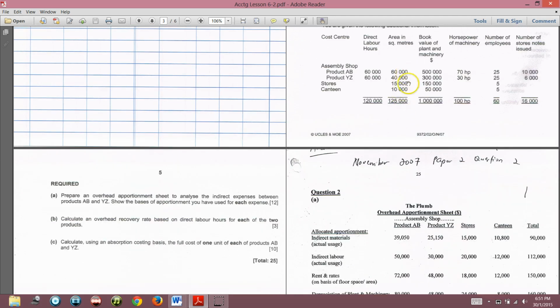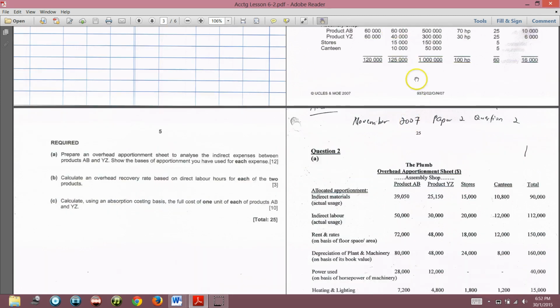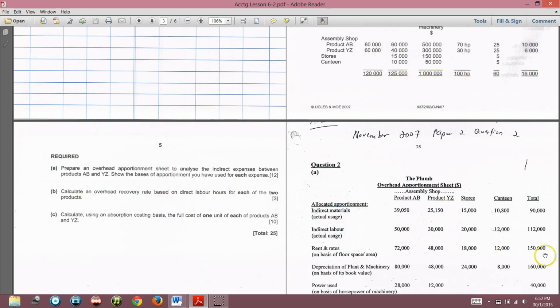So what is the rent and rates for product AB? It will be 60,000 divided by 125,000. So in short, 60 divided by 125 times 150,000. You take your calculator, 60 divided by 125 times 150,000. You will get 72,000. Similarly, for product YZ, it will be 40 divided by 125 times 150. And then stores and canteen similarly.